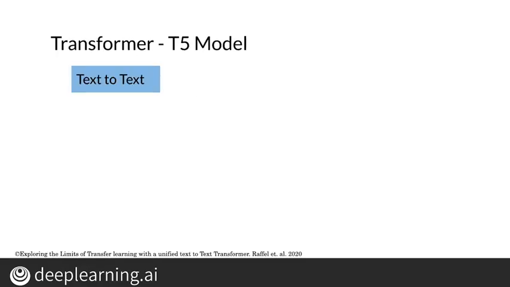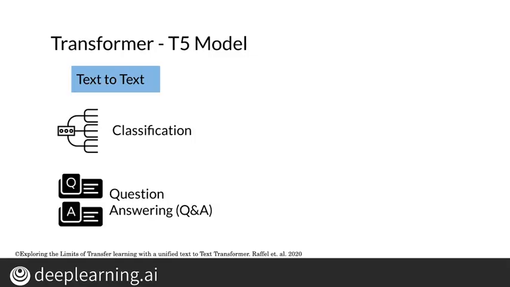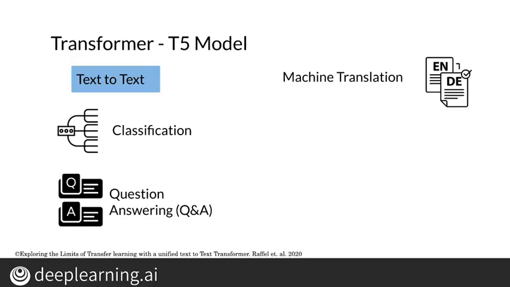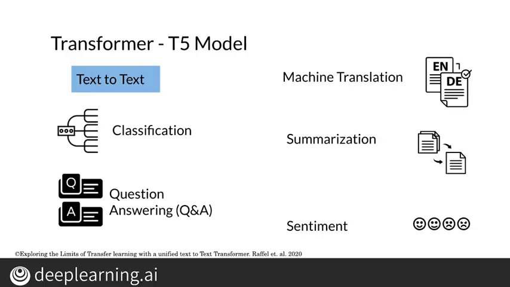The T5 transformer is known as the text-to-text transformer, and you can use it in classification. You can use it for question answering to answer a question. You can use it for machine translation. You can use it for summarization, and you can use it for sentiment. And there are other applications that you can use T5 for, but we'll focus on these for now.